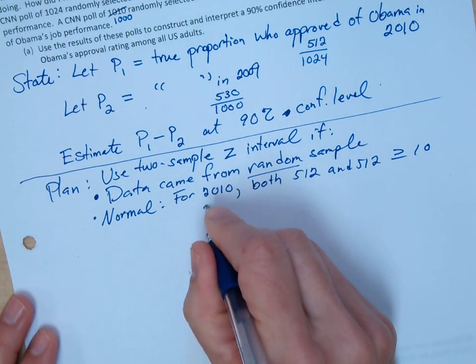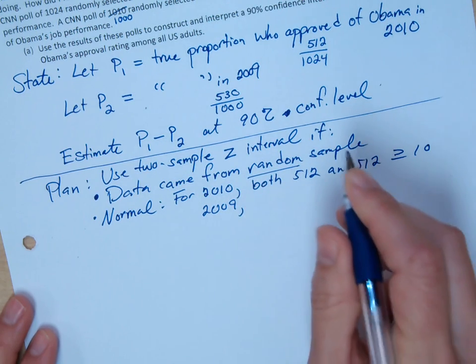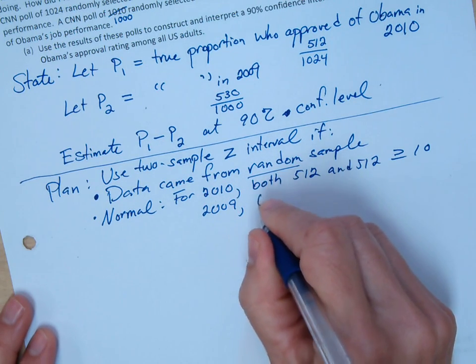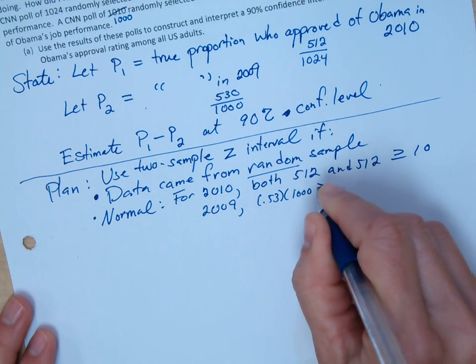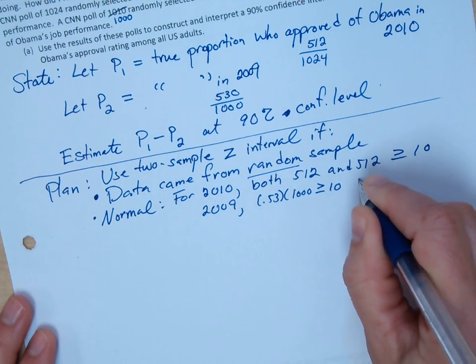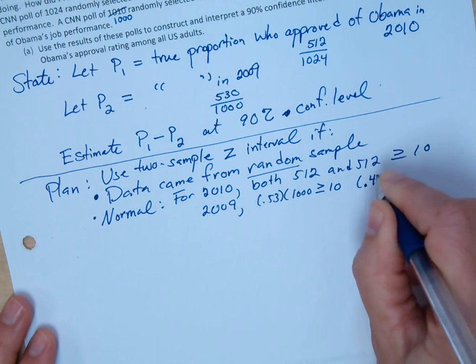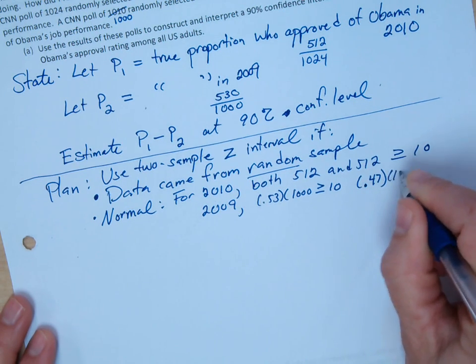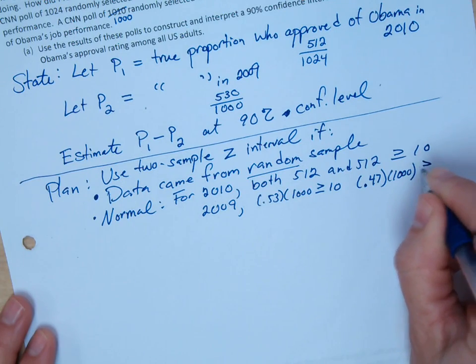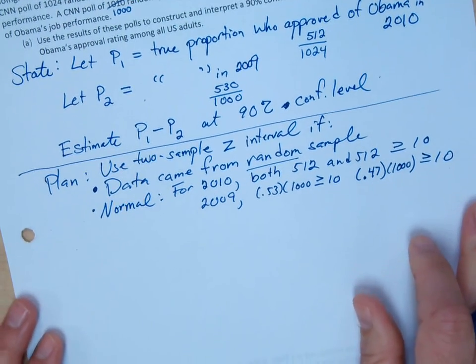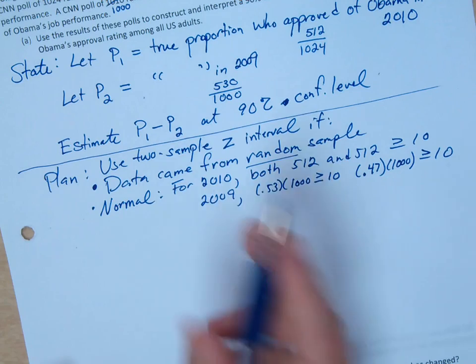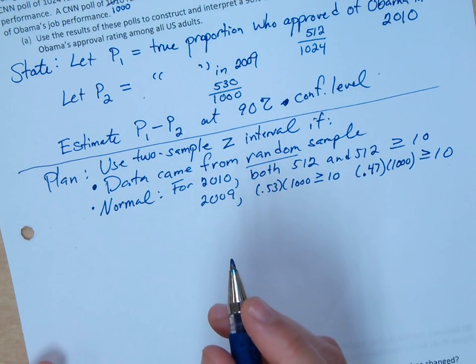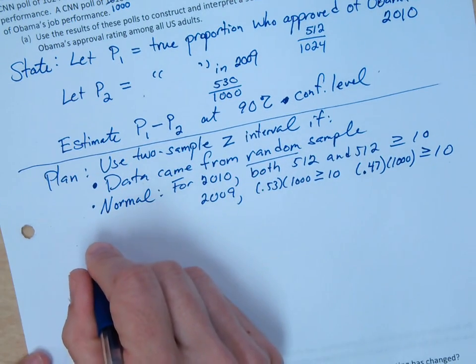That's for 2010. And for 2009, we would do 53%, which of 1,000 is 530, and that's greater than or equal to 10. And then we have to show that the 47% failures is also greater than or equal to 10, which it is, because that's 470. So you do need to show it for both for the normal condition. And then the independent condition you also need to do for both.